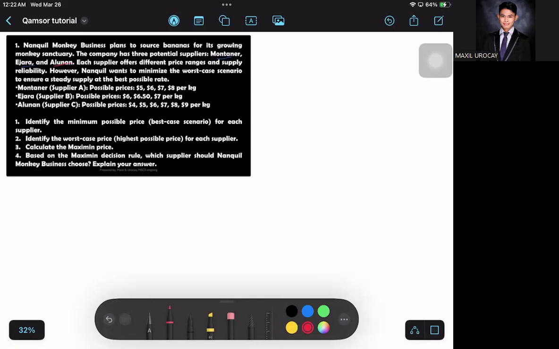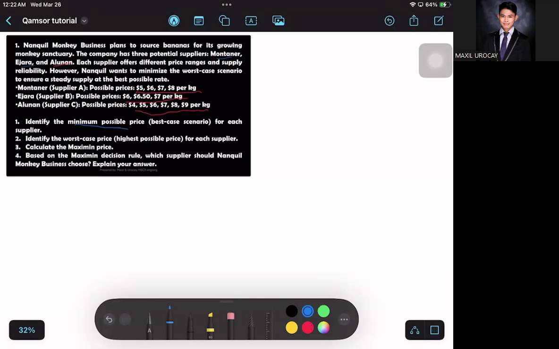So suppose that Montaner, supplier A, do have 5, 6, 7, 8 per kilogram. Then there is 6, 5, 7 per kilogram, and 4, 5, 6, 7, 8, 9 per kilogram for Alunan. So first, identify the minimum possible price, the best case scenario for each supplier.